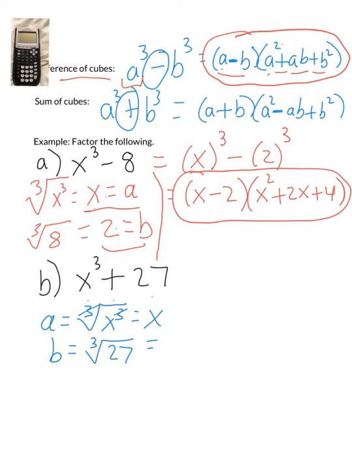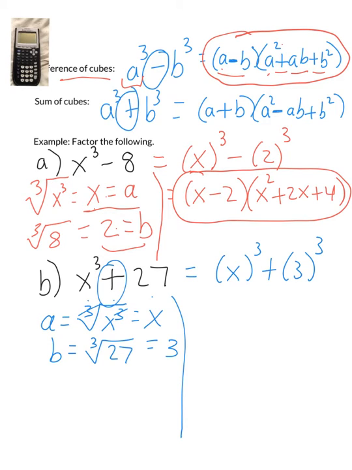It's up to you if you want to do that in your head or use the math button, option 4. But what times itself 3 times is 27 would be 3. So b equals 3. So if you wanted to, you could think of this as x cubed plus 3 cubed. Now it's a plus symbol in the middle, so this is the sum of cubes rule that I'm circling in blue pen. This is the right side of the equation we're going to plug into. We've identified a is x and b is 3.